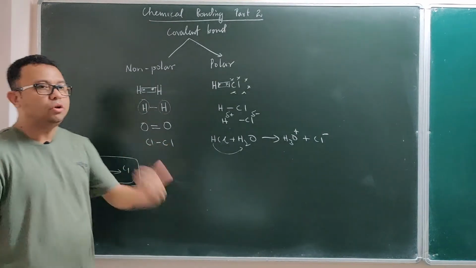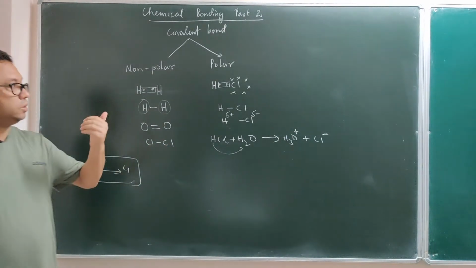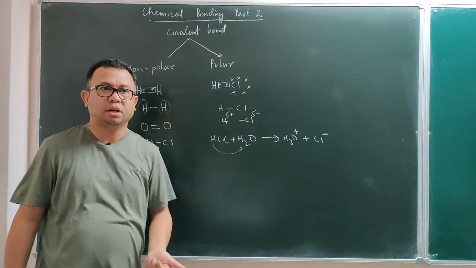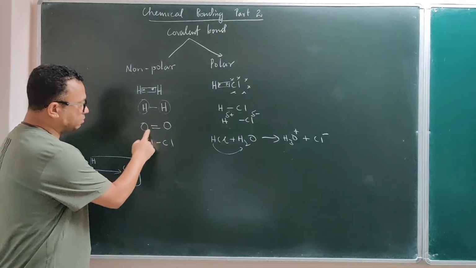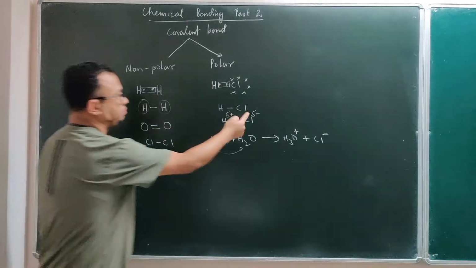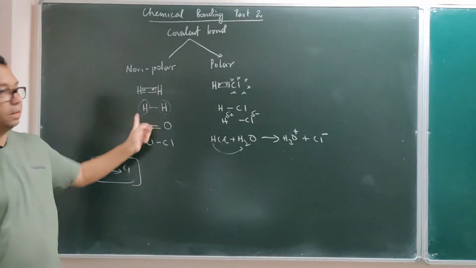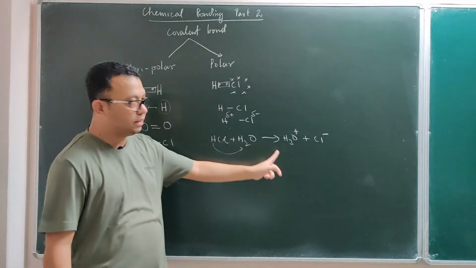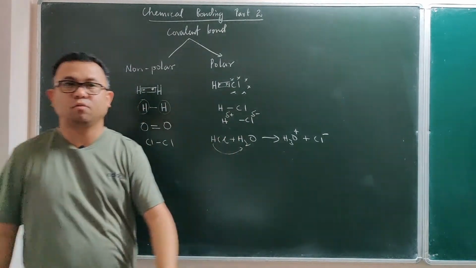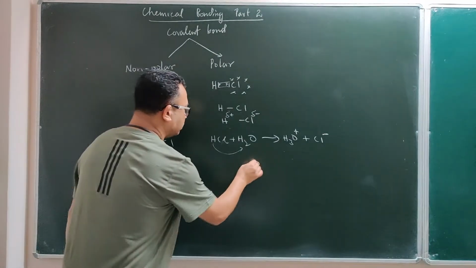So how do you understand which one is polar and which one is non-polar? Easy. If the combining atoms are similar, like this, then we can say it is non-polar. But if the combining atoms are different, for example water, which is a combination of oxygen and hydrogen, it is polar.